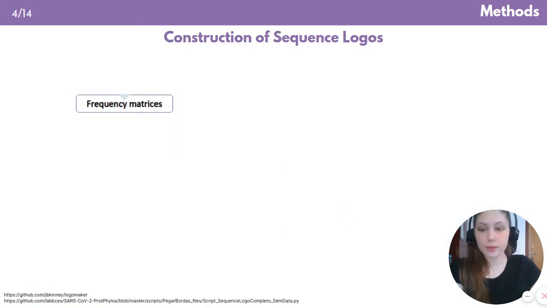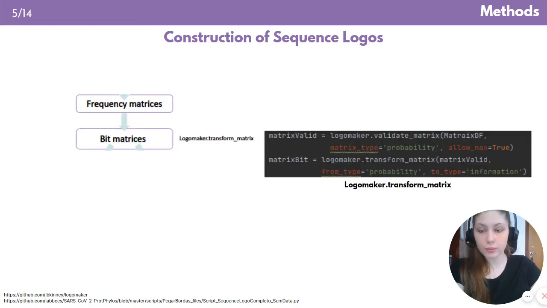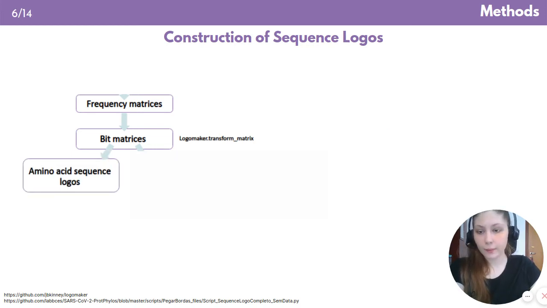To construct the sequence logos, first we computed the frequency of each amino acid and each codon in each position of the cleavage region, generating frequency matrices. Those were transformed into bit matrices using the function transform_matrix from the Python library LogoMaker. Then we developed a Python script to generate the amino acid sequence logos using LogoMaker.